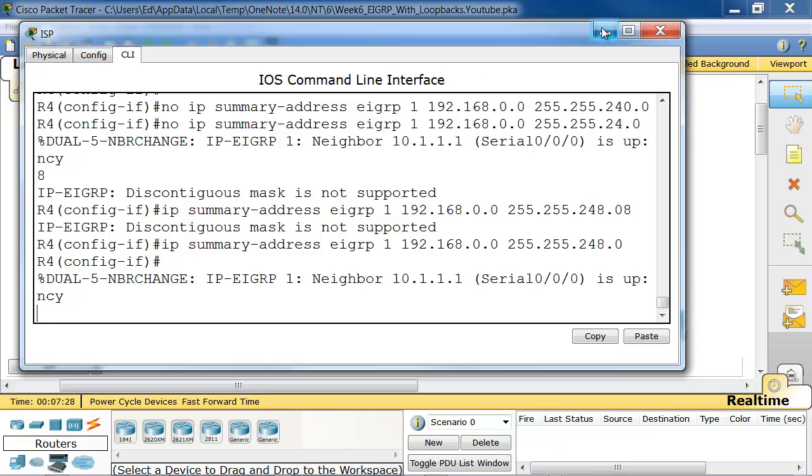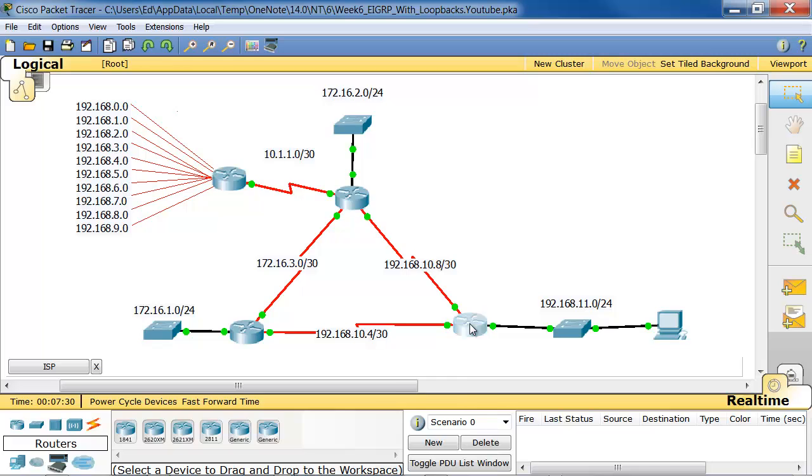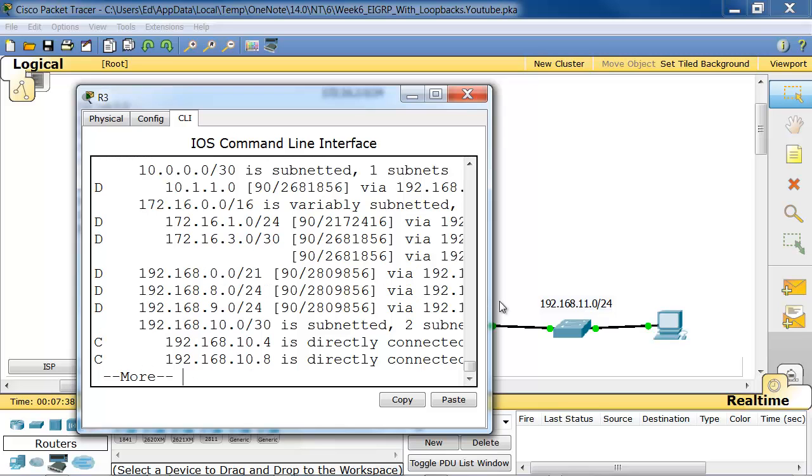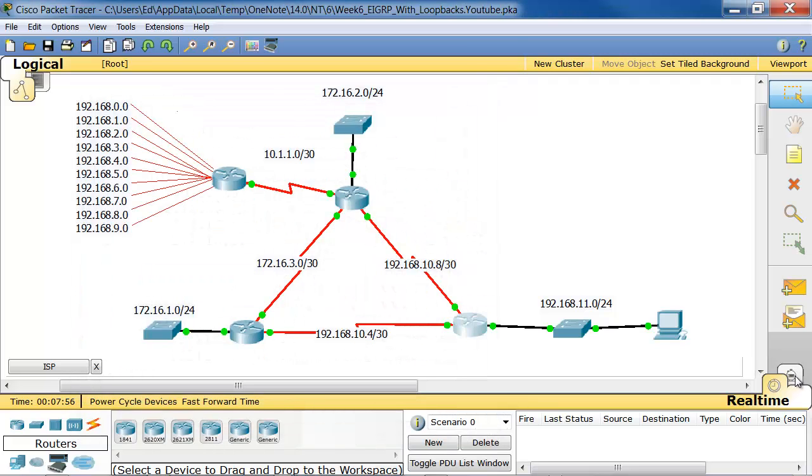If we go back over to router 3 now, there was our /20 mask right there. I'll up arrow, do a show ip route. Look at this. Now we have networks 0 through 7 being advertised out by that summary mask. And then 8 and 9 are advertised out independently. We didn't have to do anything with them. Well, let's see what that does for our traffic situation.